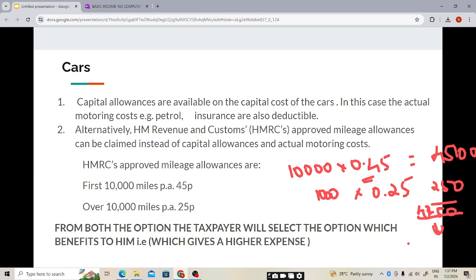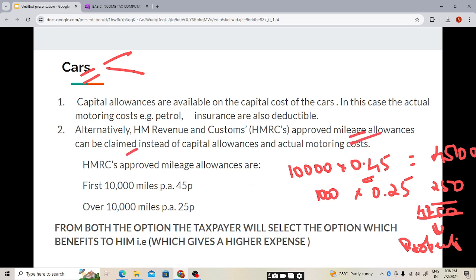4,750. This you can claim under the property income. You can reduce it, the car which you have used. So there are two options, students. What is option number one? Option number one is capital allowance plus actual motoring cost, whatever is your actual motoring cost, petrol, insurance, etc. Or you can use the HMRC approved mileage allowances.